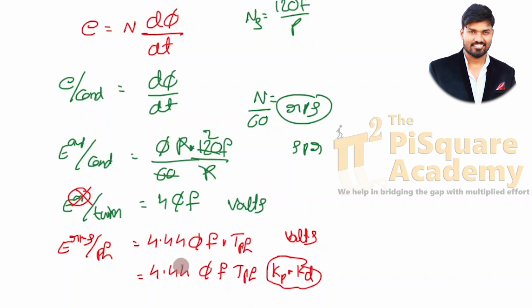Here you have to write each and every term. What is phi? Flux per pole. F is frequency. T is turns per phase. Kp is the pitch factor. Kd is the distribution factor. Kw is the winding factor. Everything you have to write.